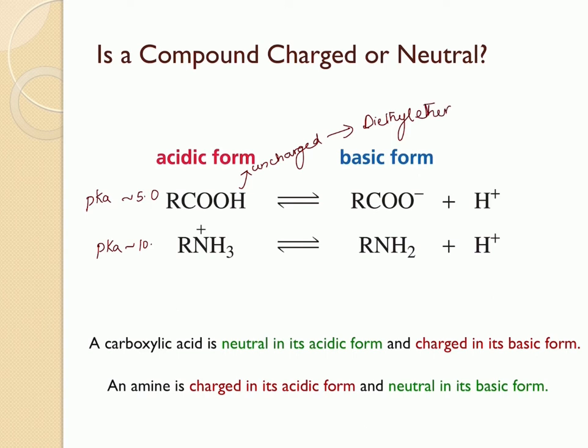Now, because the pH of the solution is lesser than the pK value of the compound, the protonated amine is also going to be in the acidic form, but the acidic form is charged, and therefore it is going to get extracted in the water layer. Finally, you can separate the diethyl ether from water using a separatory funnel, and you can separate the two compounds, carboxylic acid and protonated amine.